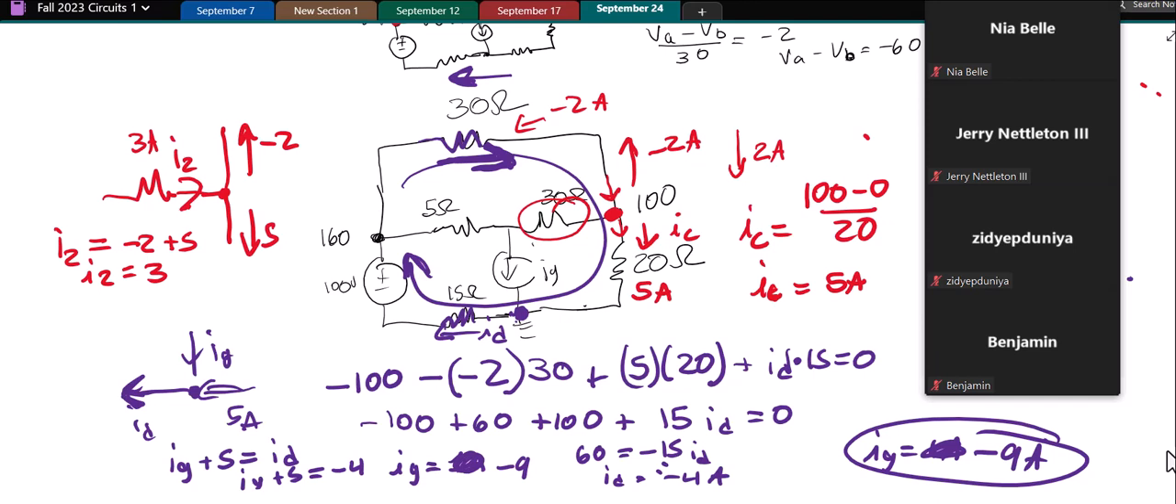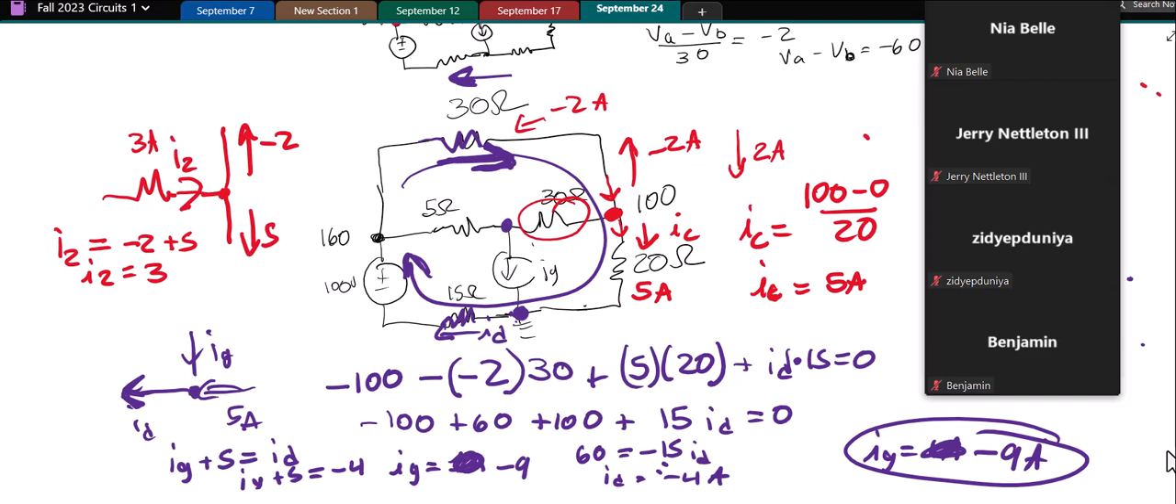What else are we supposed to find? The power dissipated in each resistor. I am not going to do that. That is too much to do. VG, we will find VG. So VG would be the voltage across this current source.